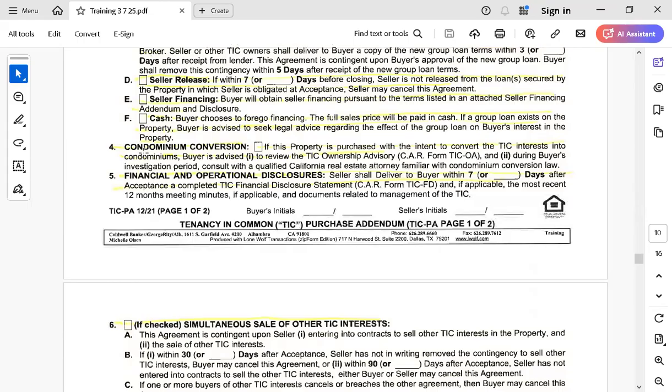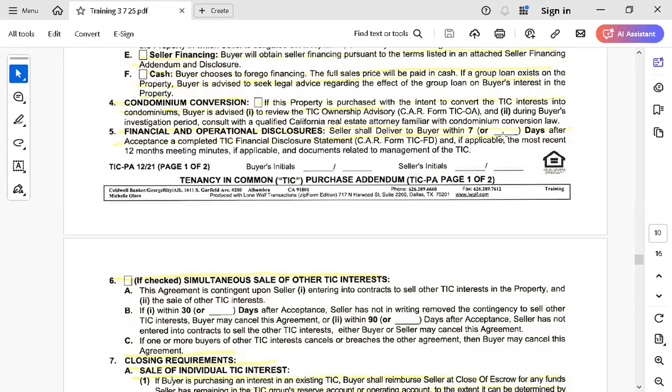Okay, here's what I'm talking about in San Francisco, condominium conversion. So if the property is purchased with the intent, maybe they're in on the bottom end, where it's going to be converted, you check this.